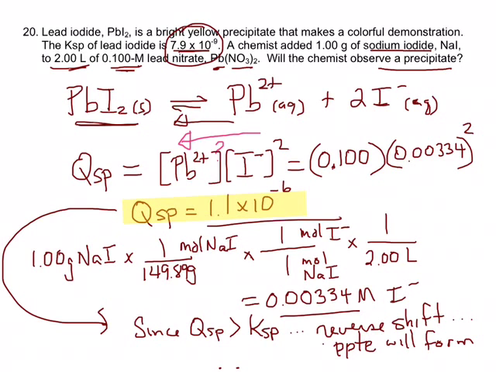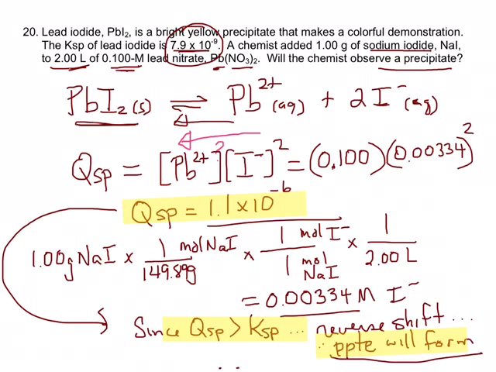Okay, so there's the result. The precipitate will form because QSP is bigger than KSP. If the QSP were equal to the KSP, no precipitate would form, and the solution would have been saturated, perfectly saturated with lead iodide. If QSP were less than KSP, in the equilibrium unit, we would have said that means a forward shift occurs.